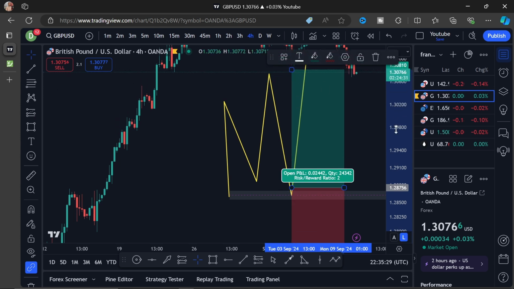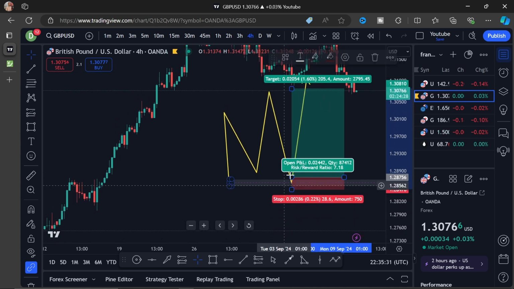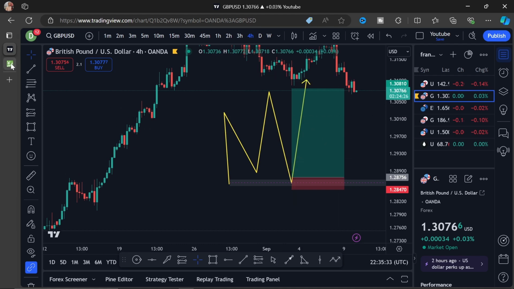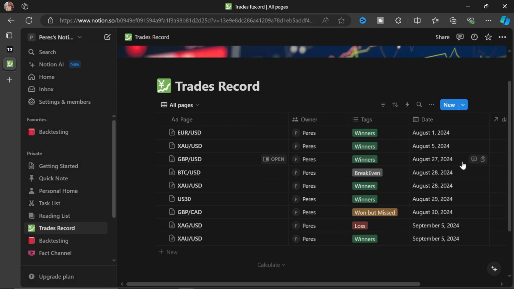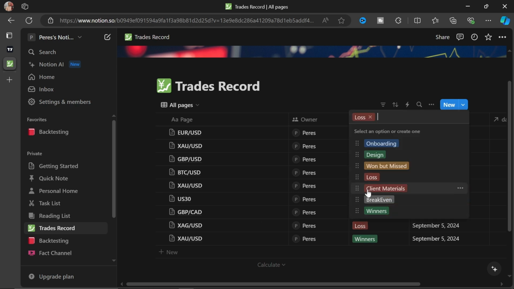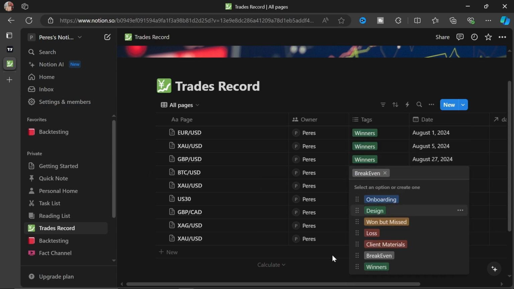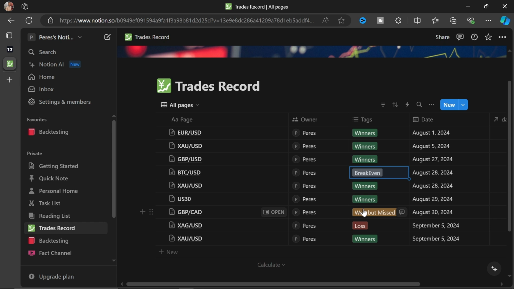I've been live streaming this structure, and I'll be sharing every single live stream and also taking data of how it works. Now you can see over here, from August to September 5th, I took a total of 1, 2, 3, 4, 5, 6, 7, 8, 9 trades. I won 6, lost 1, had a break even on 1, and then I had one that I actually missed. I missed the opportunity, but it ended up playing out.